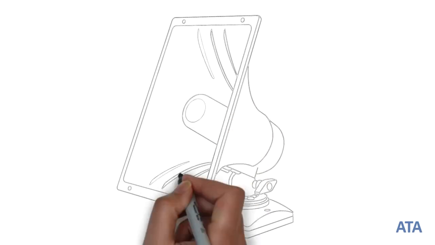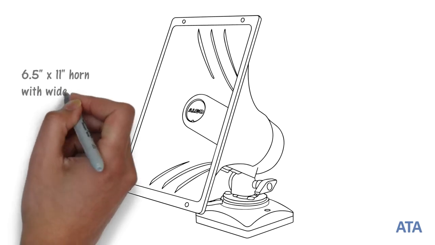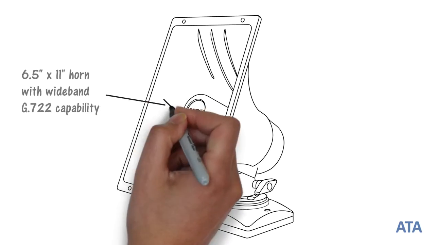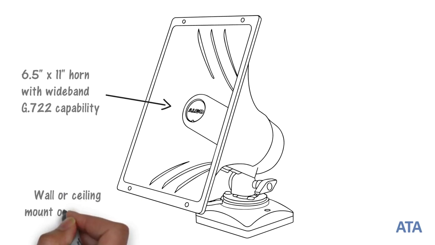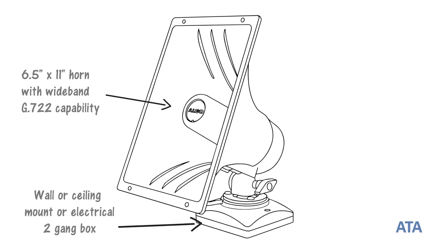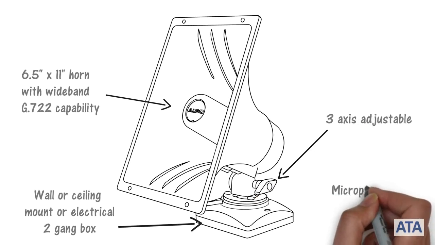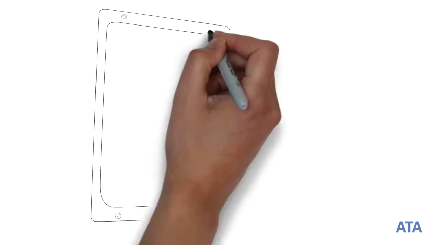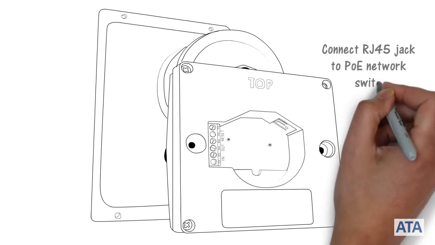Some key features of the 8186 horn speaker include a 6.5 by 11-inch horn with excellent speech intelligibility, supporting both G711 narrowband and G722 wideband codecs. The horn speaker may be wall or ceiling mounted or attached to a double-gang electrical box. Ergonomic adjustment knobs allow for easy horizontal, vertical, and rotation adjustment. A microphone in the base of the speaker provides talkback and automatic response to ambient noise level. A simple RJ45 plug connection to the PoE switch is all that's required for connectivity of the speaker.